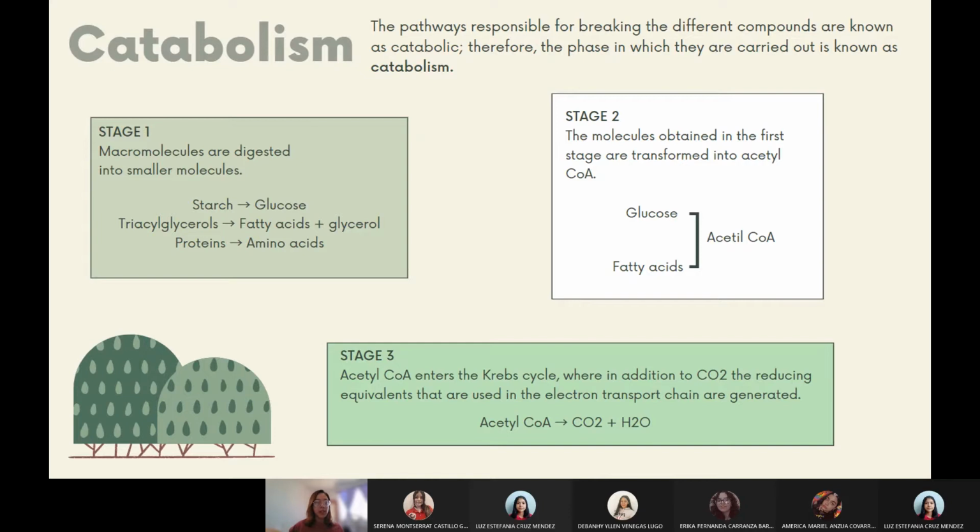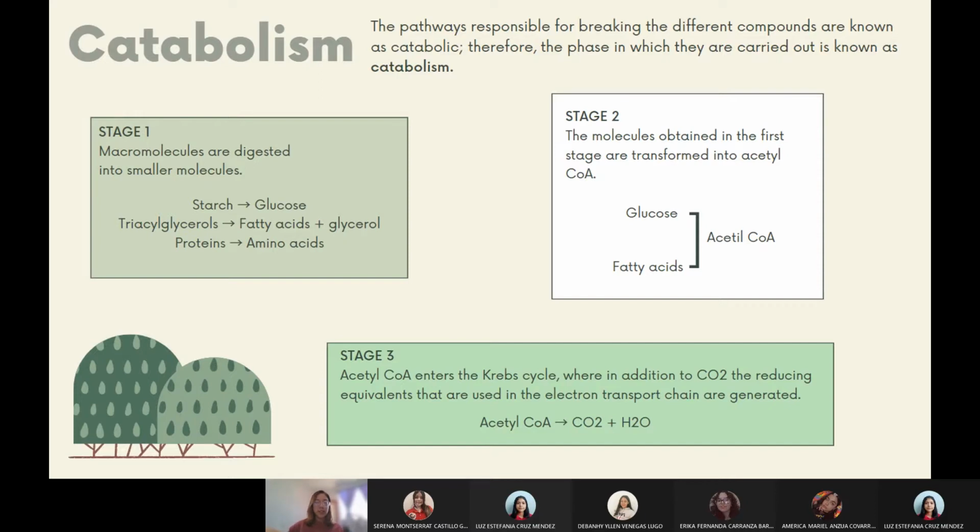The first one is where the macromolecules are digested into smaller molecules. For example, starch is digested into glucose, the triacylglycerols are digested into fatty acids and glycerol, and the proteins are digested into amino acids. The second stage is where the molecules obtained in the first stage are transformed into acetyl-CoA. For example, the glucose and the fatty acids are transformed into acetyl-CoA.